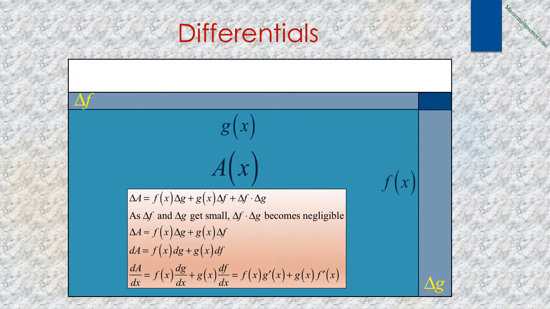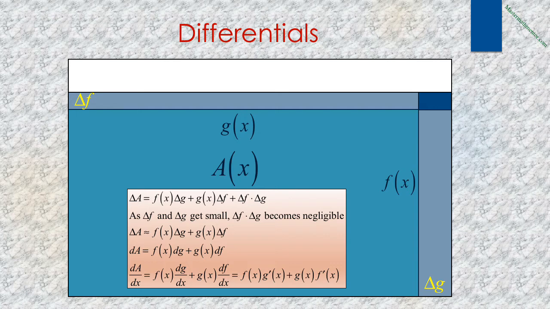The change in area delta A is now comprised of three additional rectangles whose sum can be written as delta A equals f of x delta g plus g of x delta f plus delta f delta g.